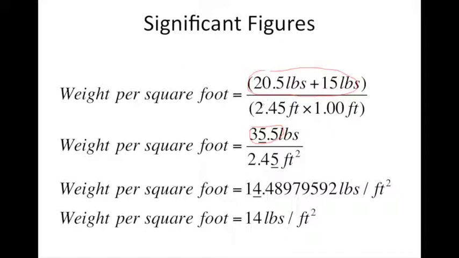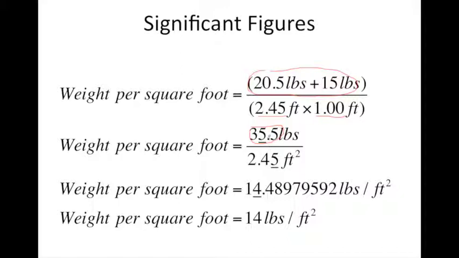Down here, 2.45 times 1.00 feet gives me 2.45 feet squared. This has 3 sig figs. The 1.00 has 3 sig figs, so my answer has 3 sig figs. So I've underlined the 5, the last significant number here. Now I need to divide.